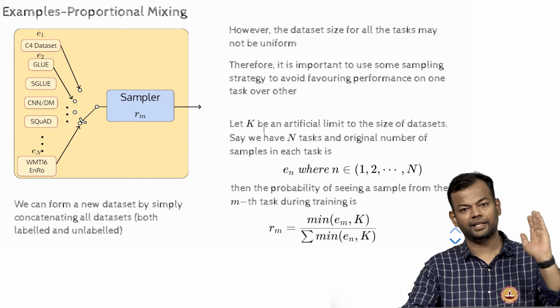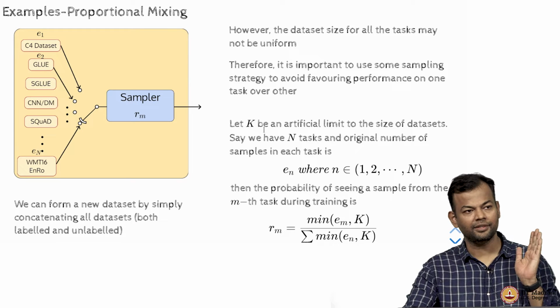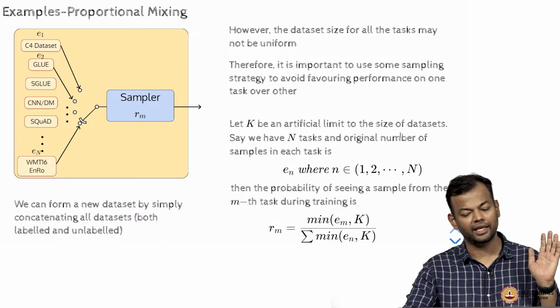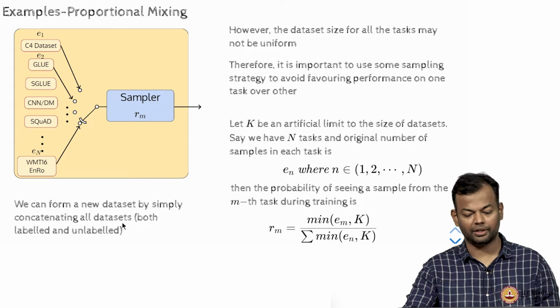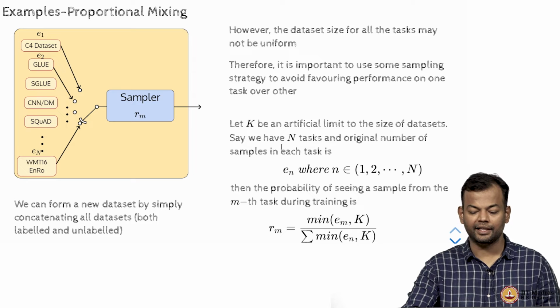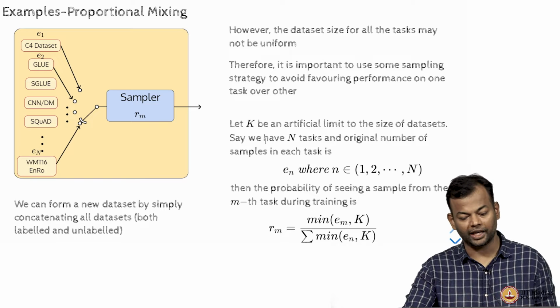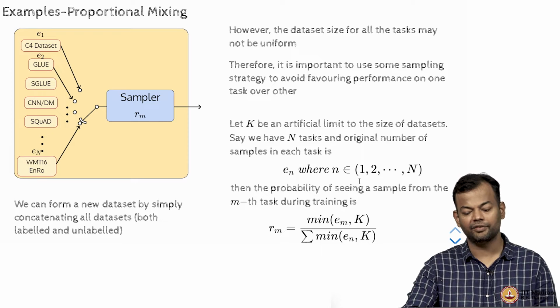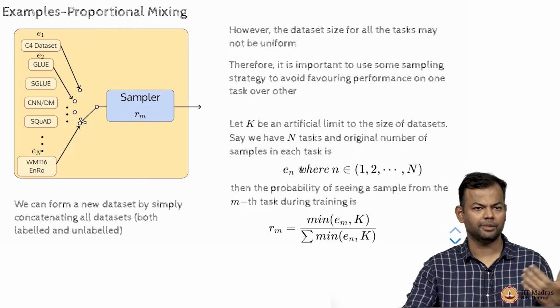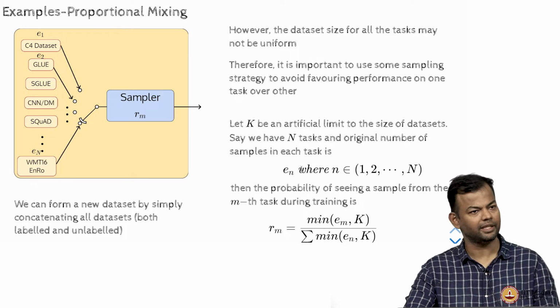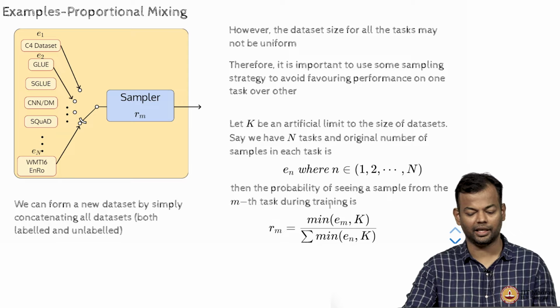So let's assume that you set an artificial limit that for any given task, I'm not going to have more than k samples. So my size of the data set is capped at k across all these tasks, right? There are a total of n tasks, and each of these tasks has E_n samples, right? So E1, E2, E3, and some of these may be greater than k, some of these would be less than k, some of them would be much greater than k, right?